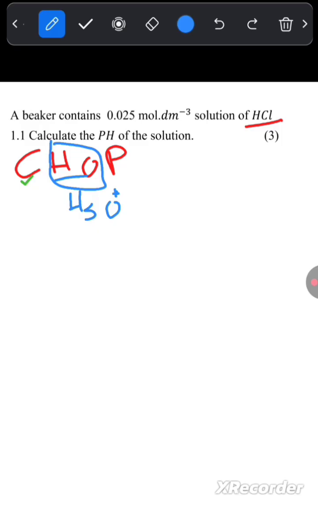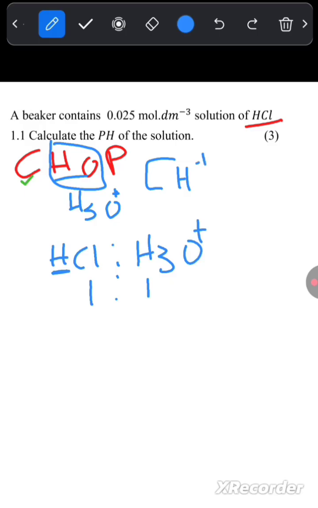To find the concentration of hydronium ions is just a ratio between the concentration of acid and hydronium ion. So you just say HCl is to hydronium ions. To find the ratio, you just ask yourself how many hydrogens are there in the acid. You have got 1 hydrogen, so the ratio is 1:1. Remember, concentration of hydronium ions is the same as concentration of hydrogen ions. Saying concentration of hydrogen ions, H plus, is the same as saying the concentration of hydronium ions.